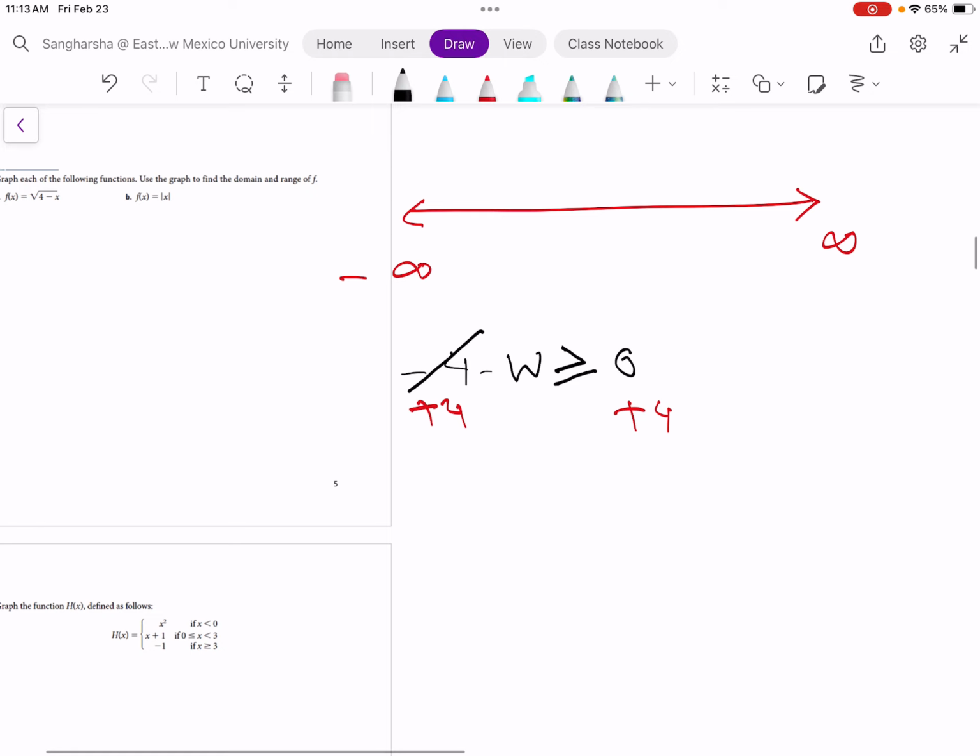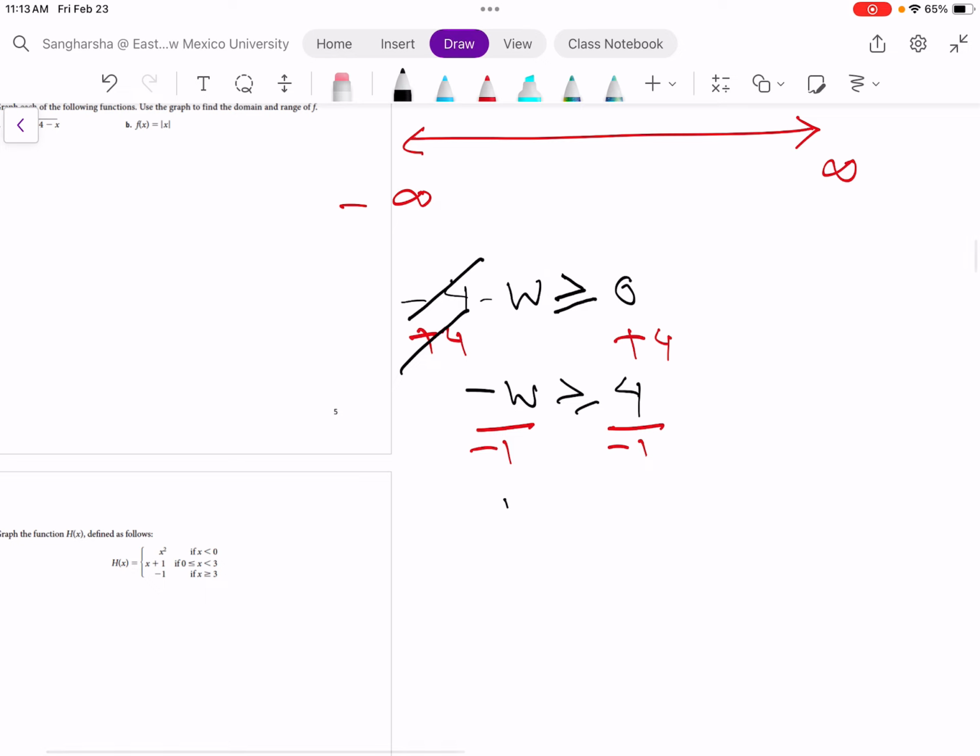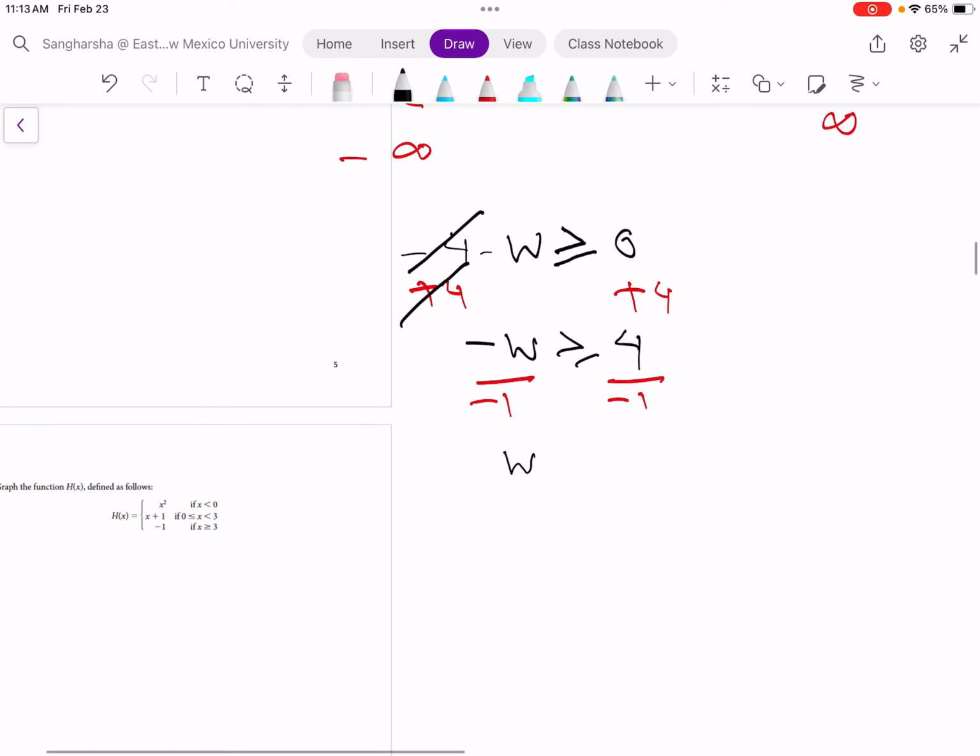So negative 4, positive 4 cancel. We have negative w greater than or equal to 0 plus 4, which is 4. We have a negative in front, so we need to get rid of the negative. So we divide both sides by a negative number. And whenever we divide by a negative number, do not forget to flip your inequality. So we have greater than, so we have w less than or equal to negative 4.